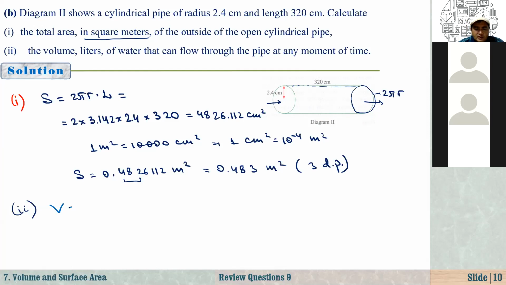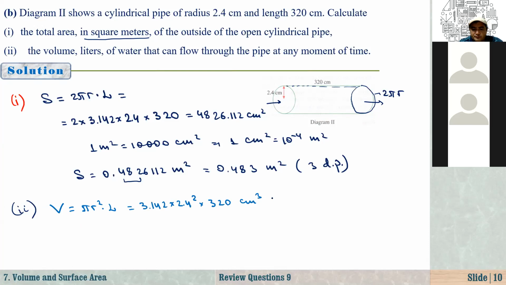So number 2 is, what is the volume? Let's find it in centimeters cubed. After that, we will change this into liters. And volume is the base area, pi r squared. It's just lying on the ground, so we should multiply by its length. Pi is 3.142, and radius is 2.4 squared, times length is 320.